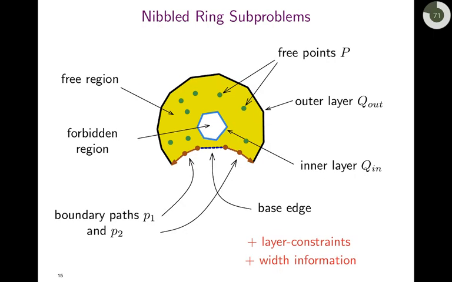And if we want to nibble, then these subproblems look even more complicated. We somehow have to maintain from where we start nibbling and which boundary paths we already have, and then some local constraints, and then layer constraints and width information. So it gets complicated, but it's doable.